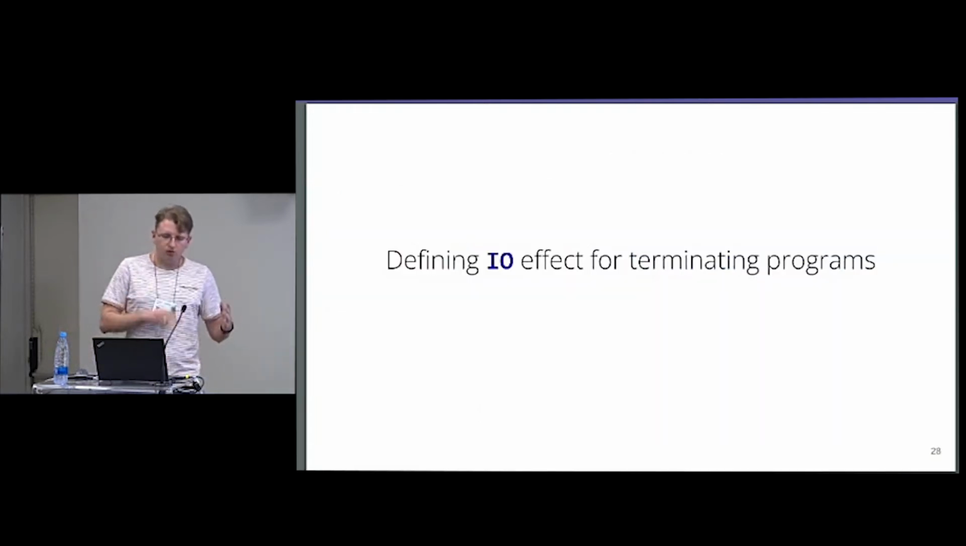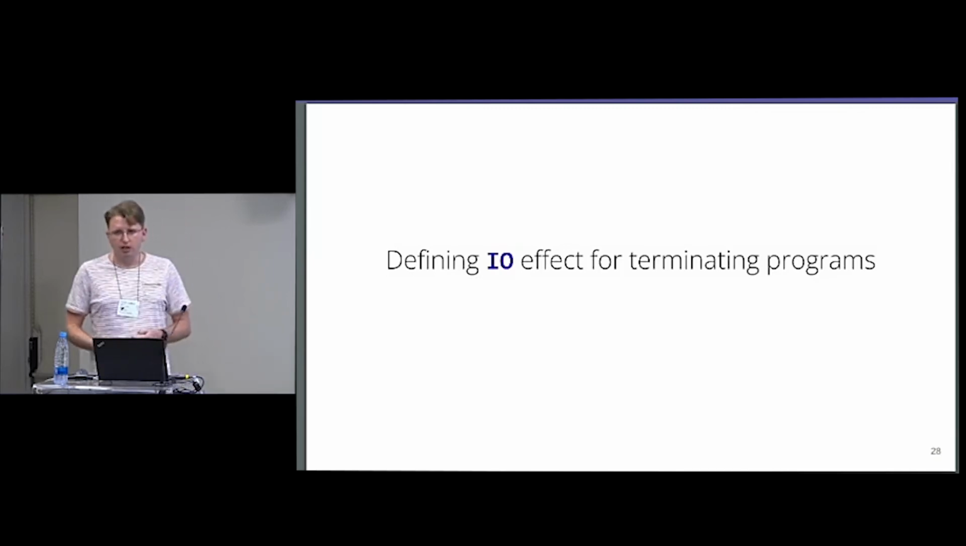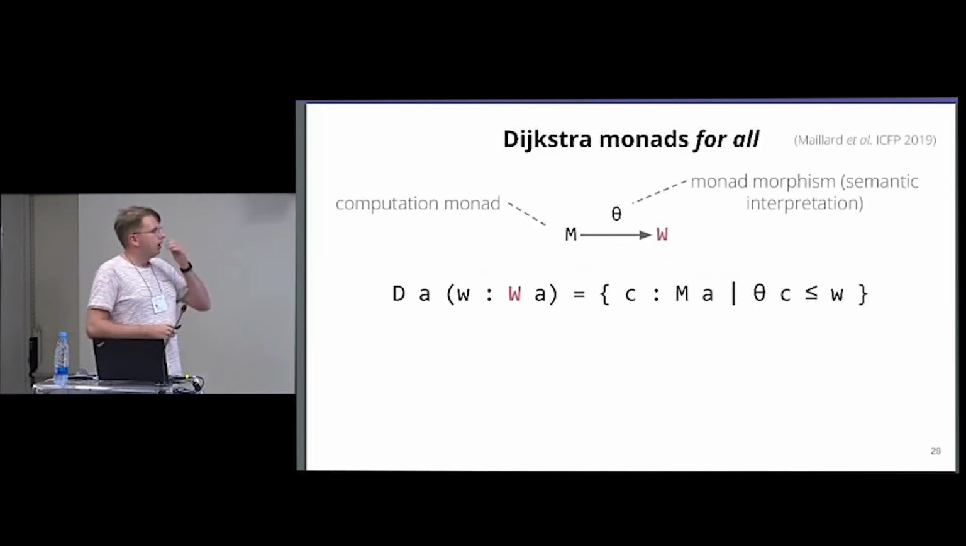So I showed you how F-star uses the extra monads. I will show you now how we define our own extra monad to verify terminating programs. And actually here we use a paper called Extra Monads for All by Maillard et al. Actually, Kenji and Daniel, part of the authors, are here.